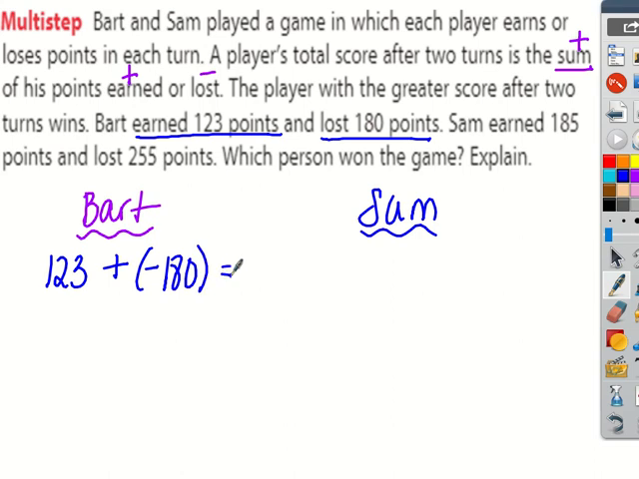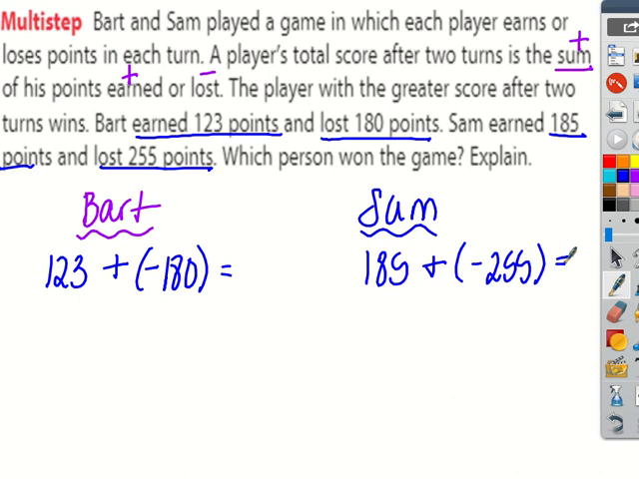Take a look at Sam. And Sam earned, so earned is a positive. We are adding the two terms. And lost, so we have earned 185 and lost 255. So the loss is a 255. Right? So we have our math problems. Now look, we are adding integers with different signs. One's a positive and one's a negative.